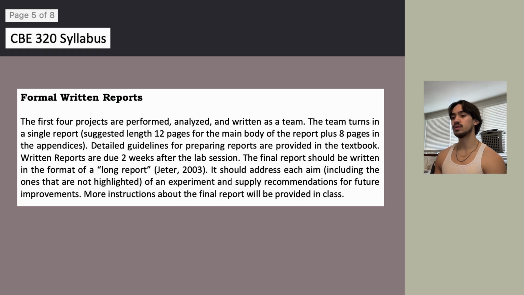Formal written reports. The first 4 projects are performed, analyzed, and written as a team. The team turns in a single report, suggested length about 12 pages for the body of the report, plus 8 pages in the appendices. Detailed guidelines for preparing reports are provided in the textbook. Written reports are due 2 weeks after the lab session. The final report should be written in the format of a long report from JETR 2003. It should address each aim, including the ones that are not highlighted, of an experiment and supply recommendations for future improvements. More instructions about the final report will be provided in class.